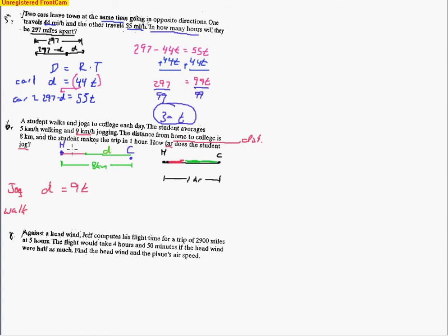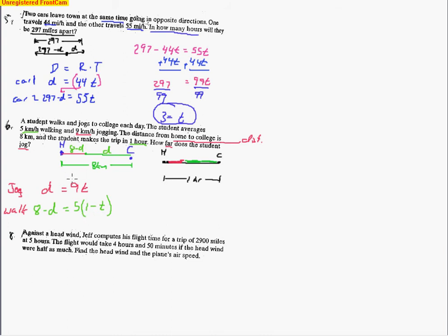So the distance walking is a subtraction problem, just like this part here. And so it's going to be 8 minus d. So we'll write that down there. 8 minus d. That's the distance the person walked. Now their rate is 5, because that's what it says here, 5 kilometers an hour. Now their time, it took 1 hour, it says. So the student walks and jogs each day. The student averages this amount. The distance from home to college is 8 kilometers. It took 1 hour to do the trip. So we're going to write an expression. We use t for the time they jogged, so we're going to do 1 minus t for the time that they walked. So now we're ready to solve.